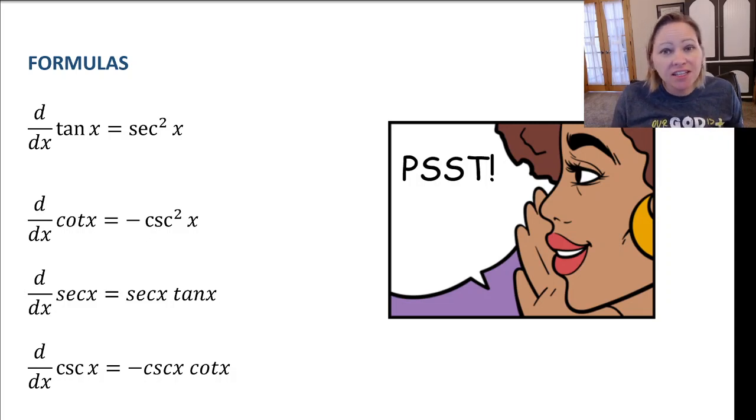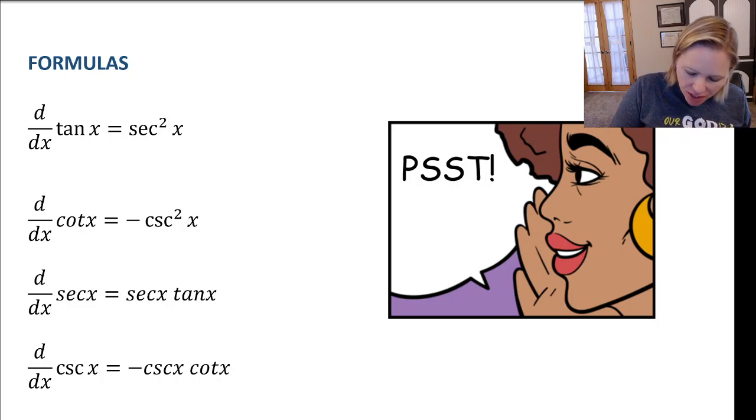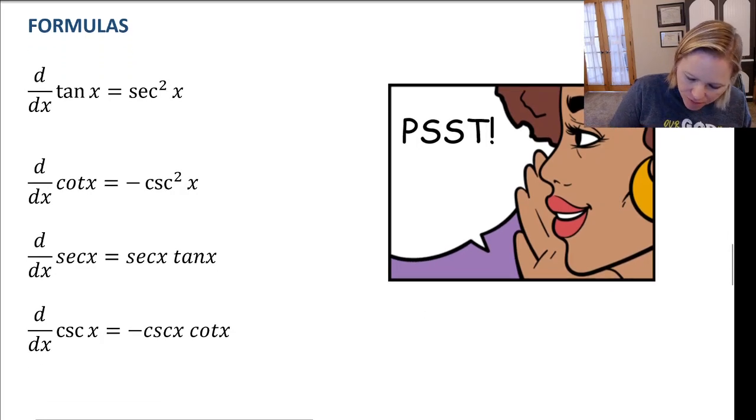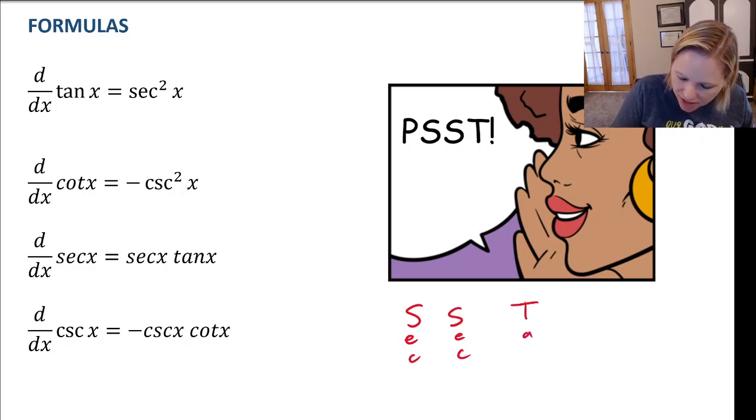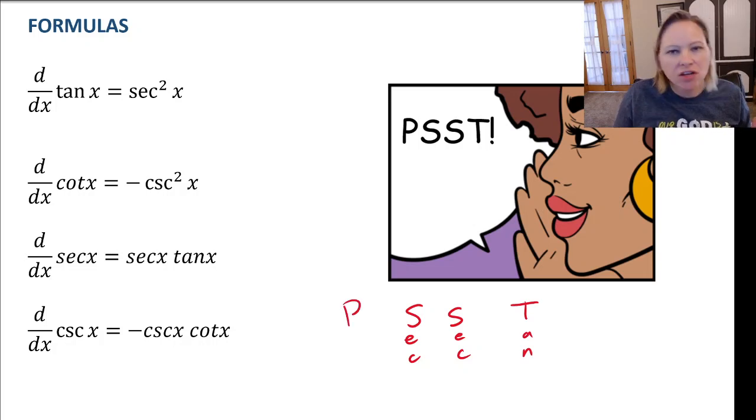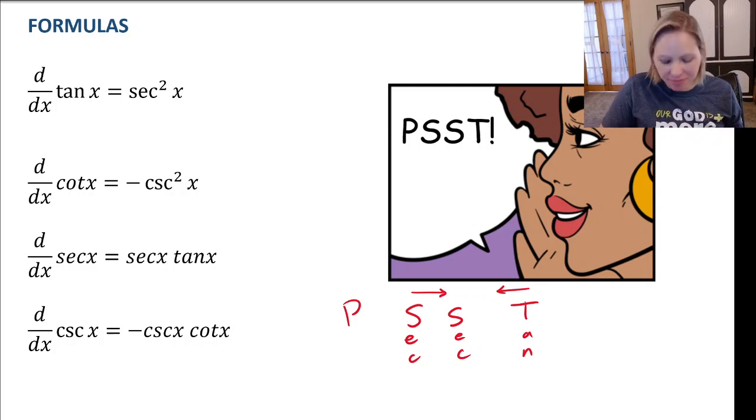Well, psst is your reminder, and it goes like this. If you can remember that these s's are secants and the t is a tangent, here's how you can remember those derivatives. If you draw arrows pointing inward, it goes like this. The derivative of tangent is secant times secant, secant squared. Similarly, the derivative of secant is secant times tangent. And so this is the formula that we have, and this is how we remember it.